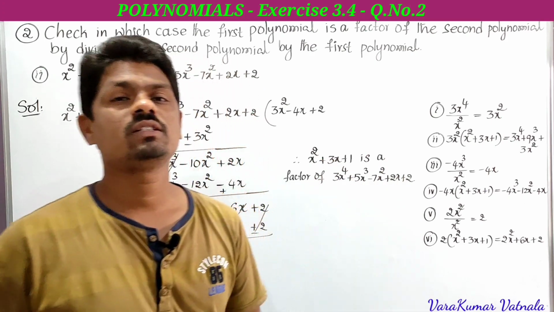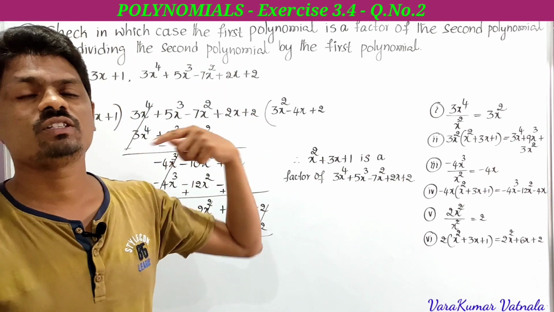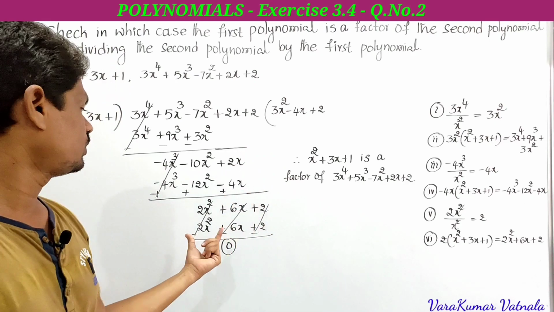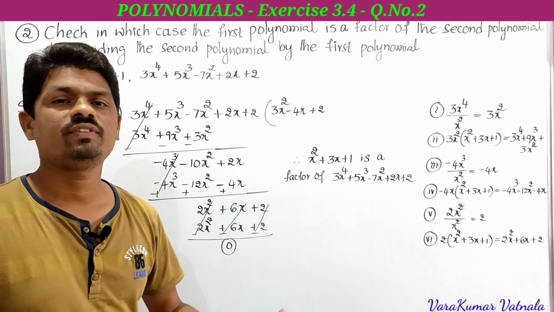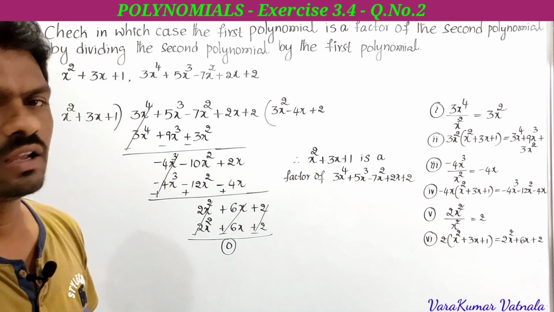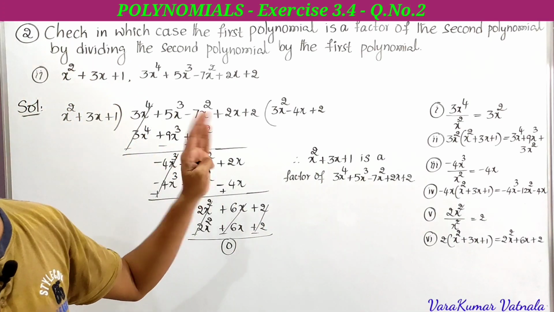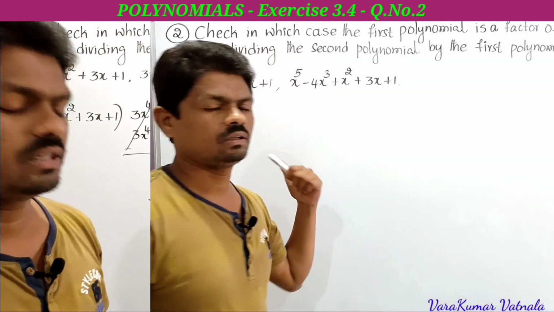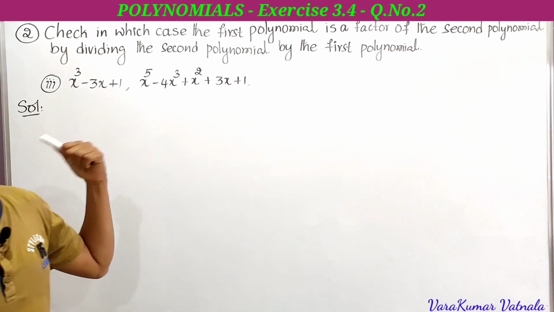So like this we can say whether the first one is a factor of the second one by dividing. If we get the remainder 0, we can say it is a factor. If we don't get the remainder 0, simply we can say it is not a factor. So this is the second bit in the second problem. Next we have to solve the third bit.